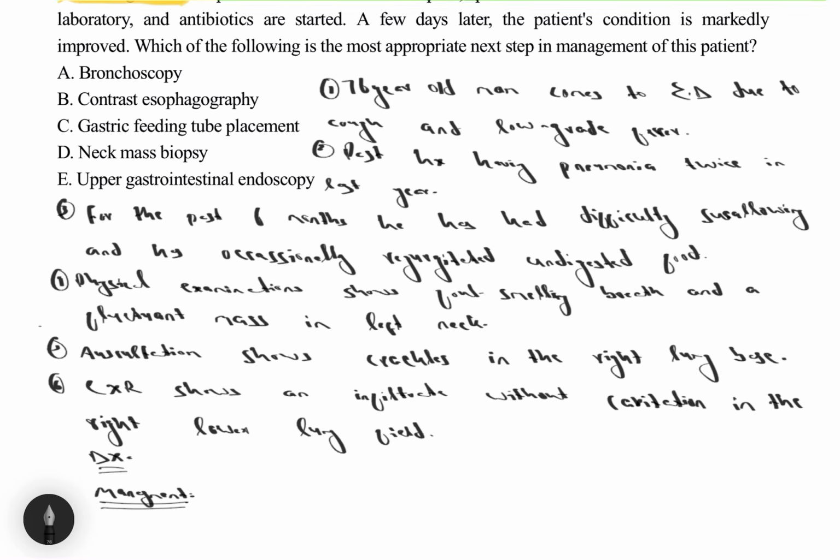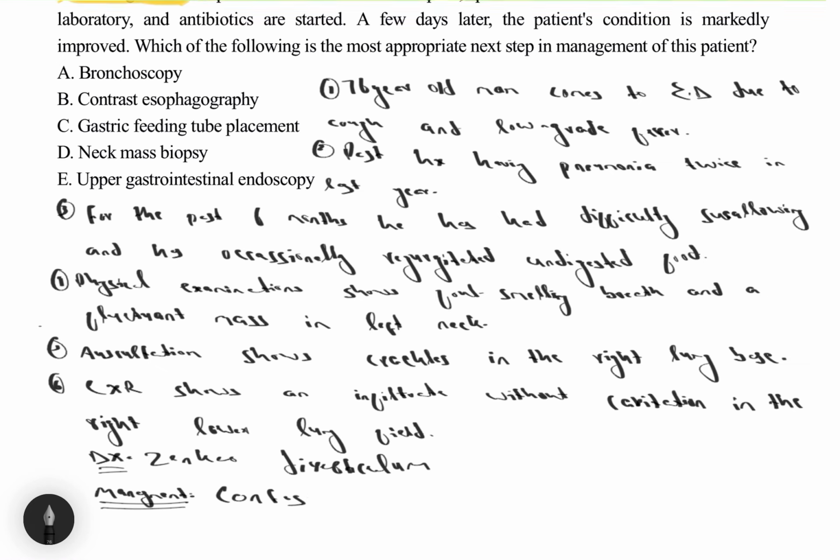On physical examination, there is foul-smelling breath and a fluctuant mass in the left neck. Auscultation shows crackles in the right lung base. Chest X-ray shows an infiltrate without cavitation in the right lower lung field. Based on these, the diagnosis of this question is Zenker diverticulum, and due to Zenker diverticulum, this patient is having repeated aspiration pneumonia.